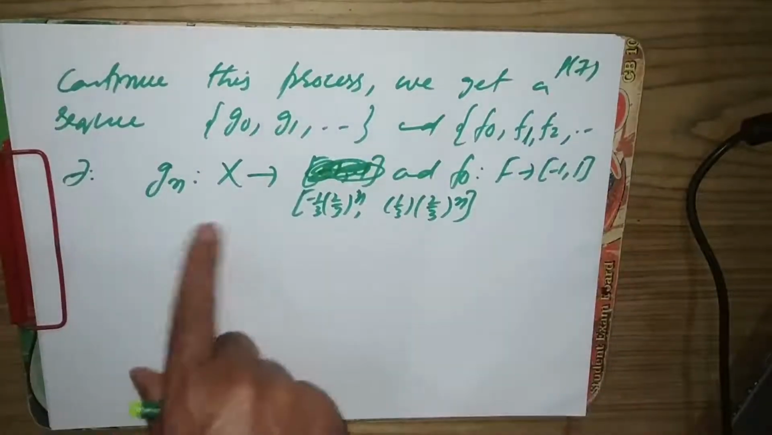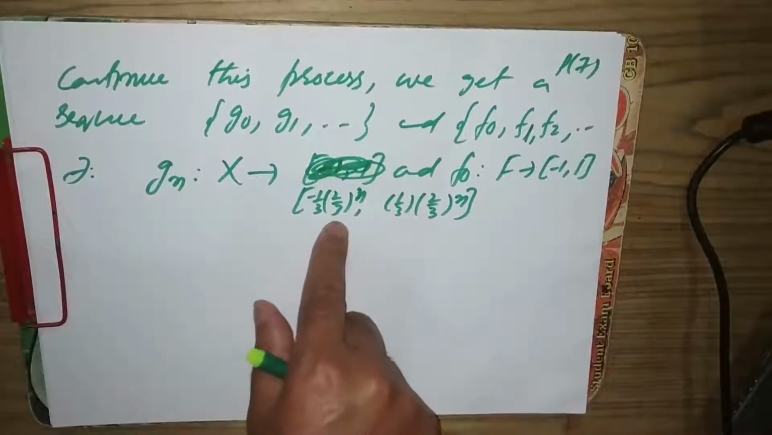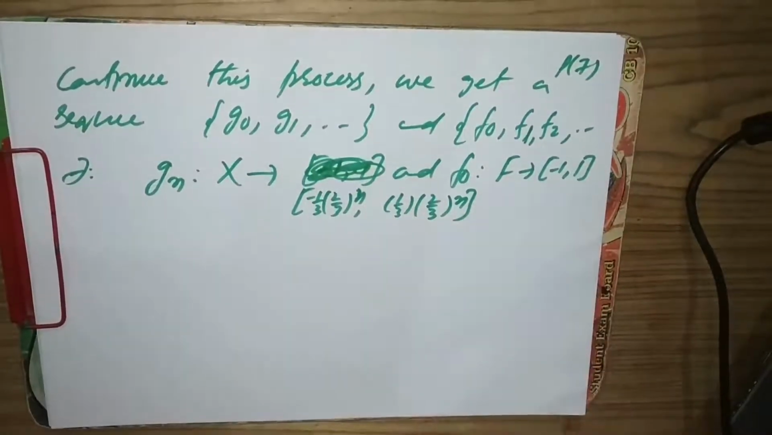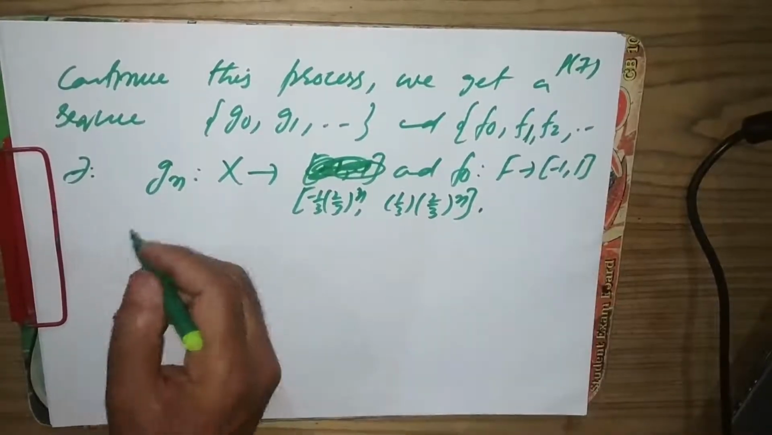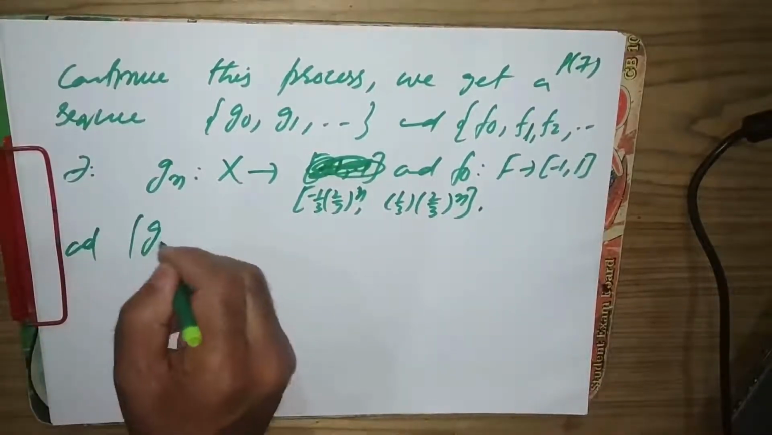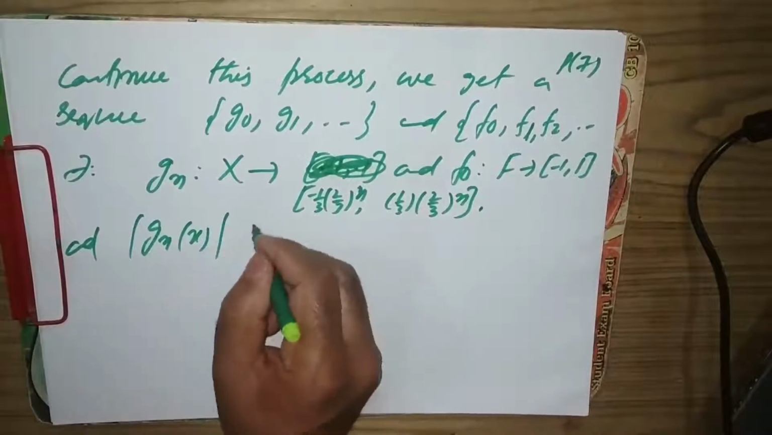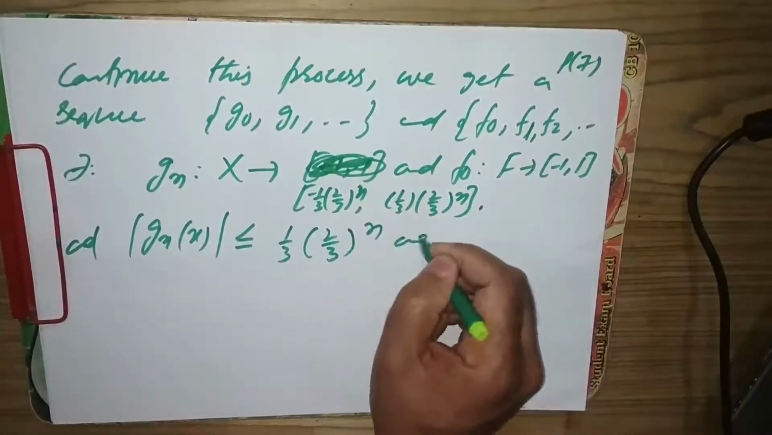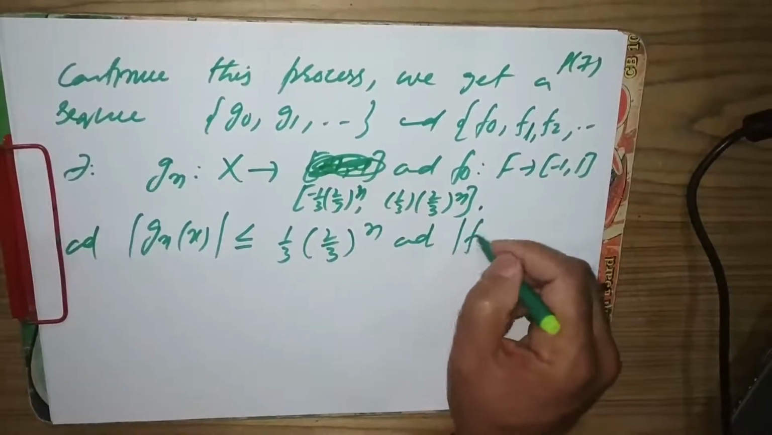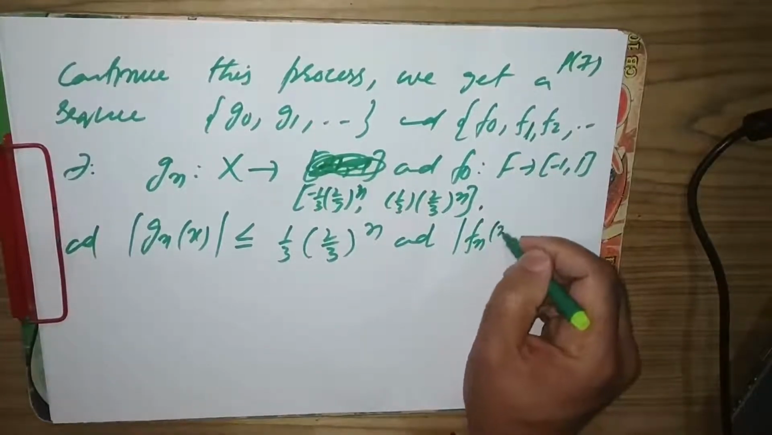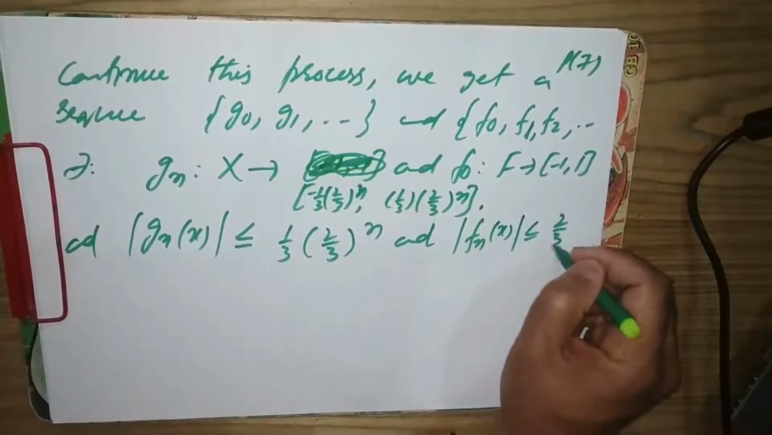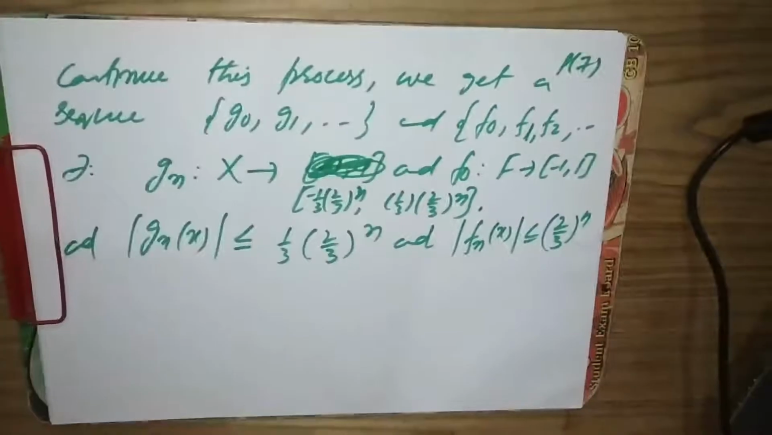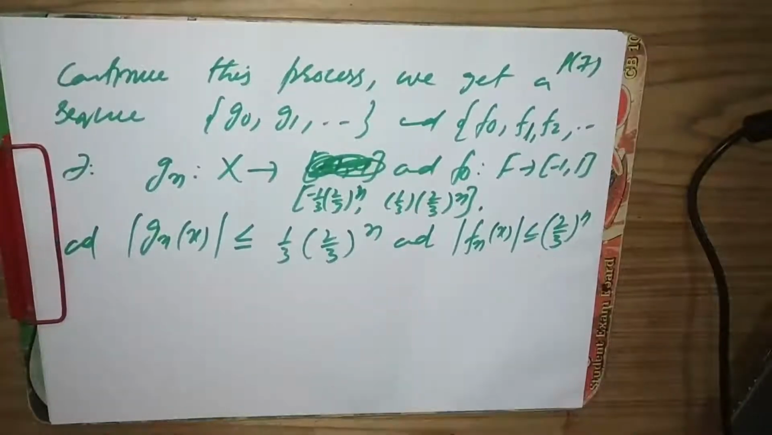Each g_n is a function from X to the interval [-(1/3)(2/3)^n, (1/3)(2/3)^n], and f_0 is a function from X to [-1, +1]. The modulus of g_n(x) is less than or equal to (1/3)(2/3)^n, the modulus of f_n(x) is less than or equal to (2/3)^n, so |f_1(x)| is at most 2/3, |f_2(x)| is at most (2/3)^2, and so on.